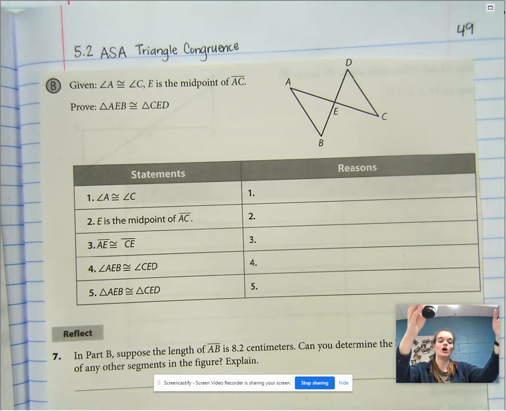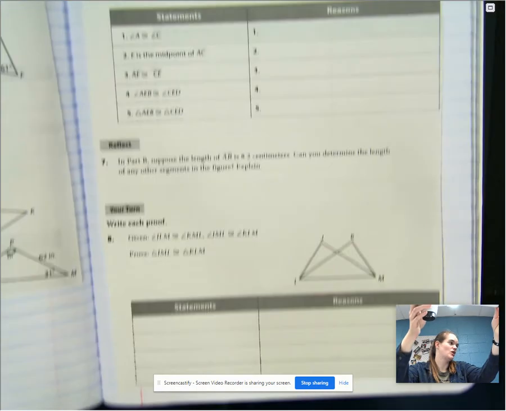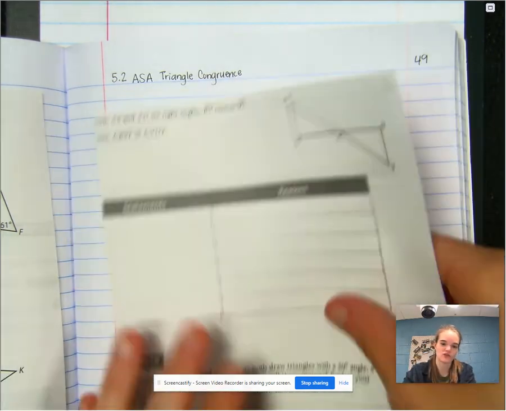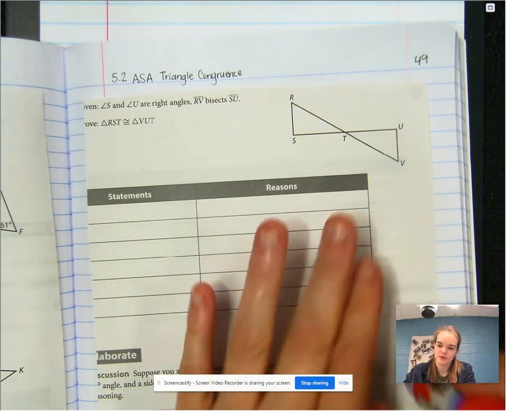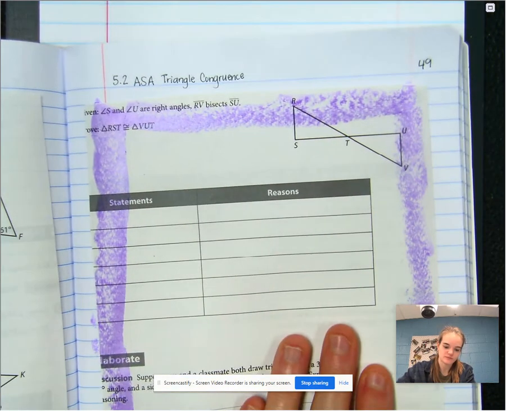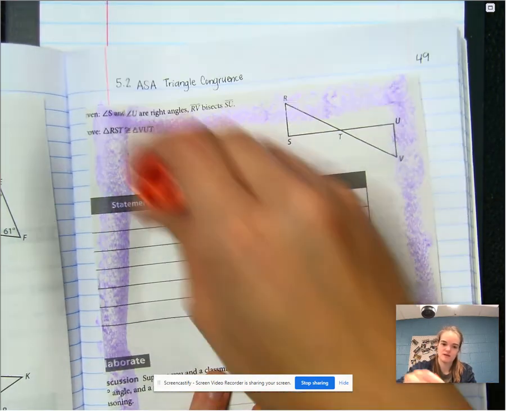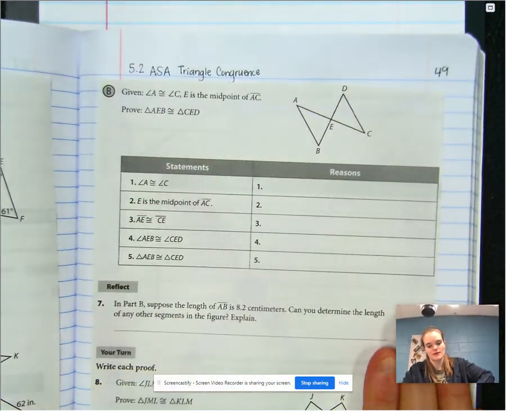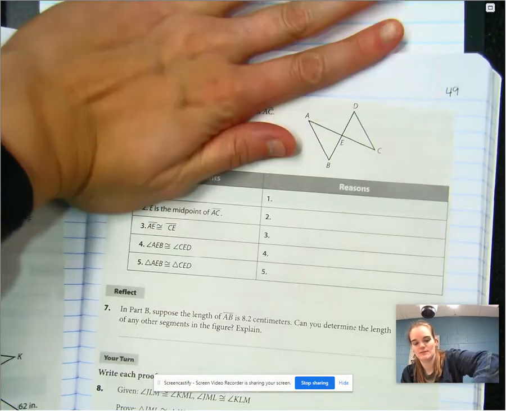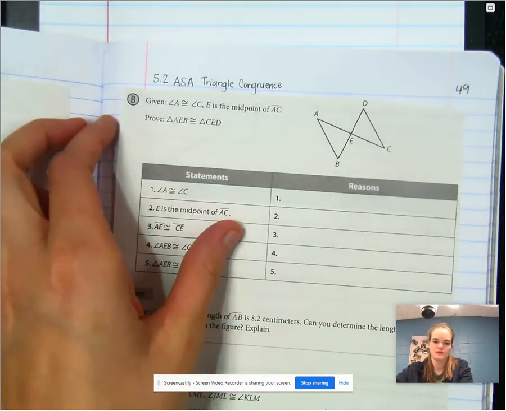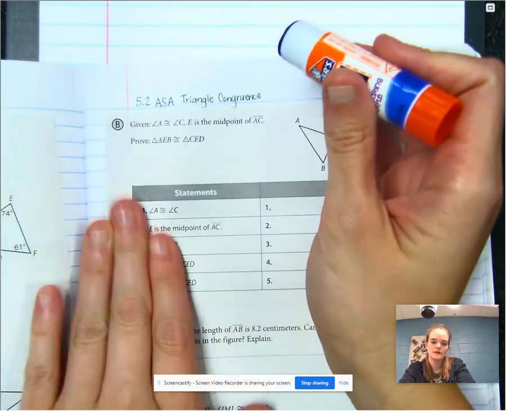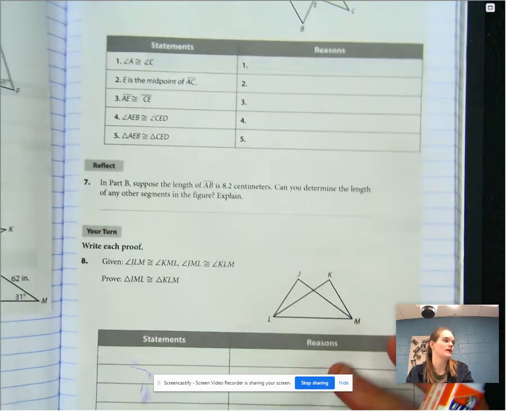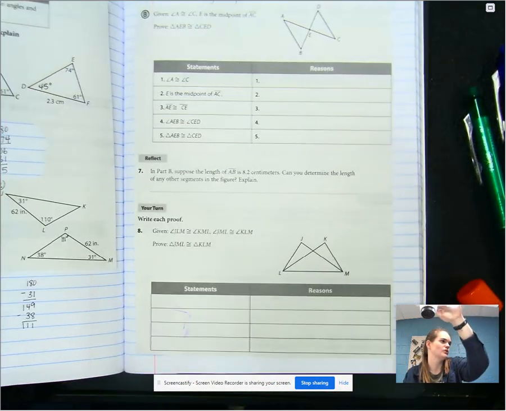So glue this in. The whole page, I just trimmed it down. So from B all the way down, I just trimmed it. It will fit on page 49 perfectly if you just cut the extra off. Page 235 is what that was. Zoom out so you can see the whole page again. Okay, so here's the whole page again in case you need to see. We're actually going to do the proofs now.